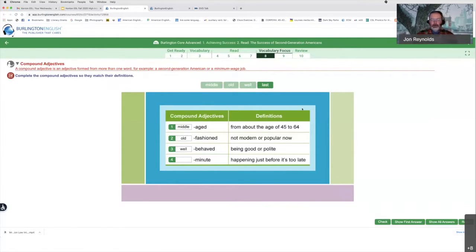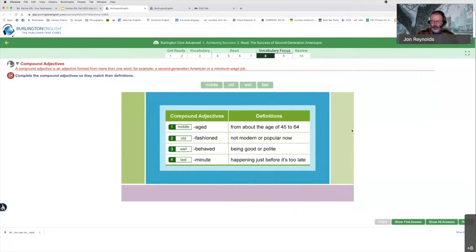Okay. And what about the last one? Something minute, happening just before it's too late. Last minute? This one's easy, right? Okay, we got the answer. Okay. Well, let's check our answers first off and let's see if we're correct. All right. Congratulations. Now, again, we're going to practice with some of these words in just a moment.